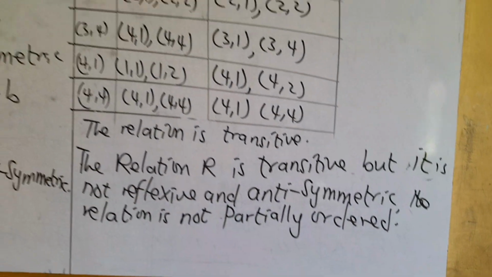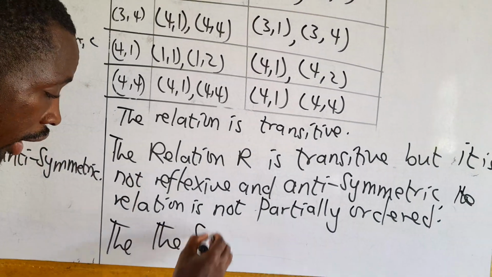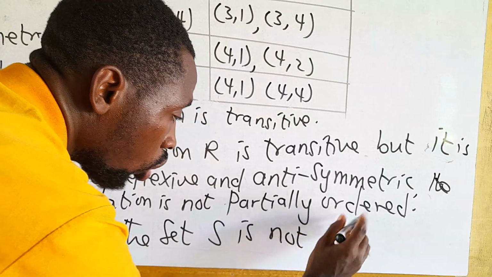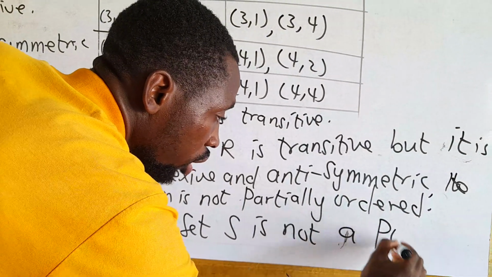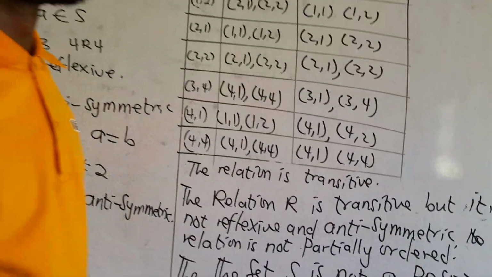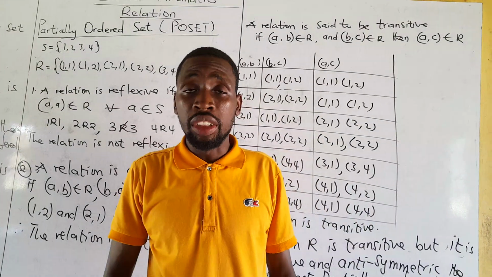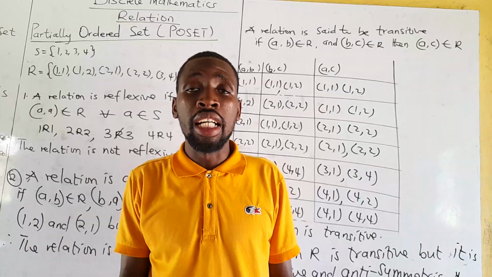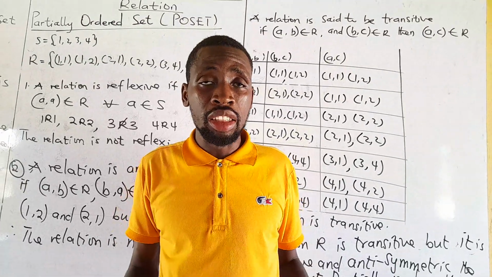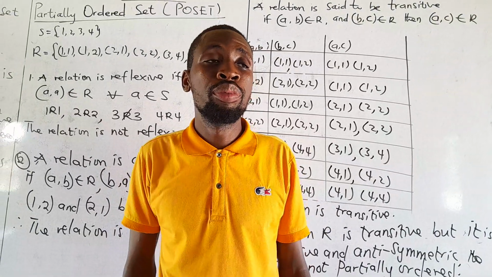So since it is not partially ordered, then the set S is not a POSET. I hope you get that. This is very simple. You just find out whether the relation satisfies the three properties. If it satisfies the three properties, then the set on which it is defined is a POSET. If it doesn't satisfy, then the set on which it is defined is not a POSET.